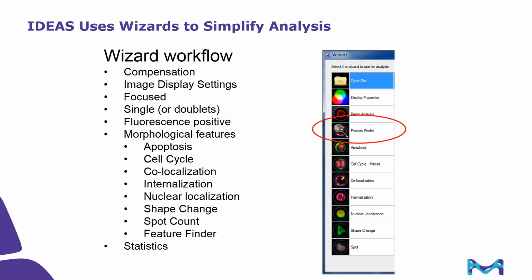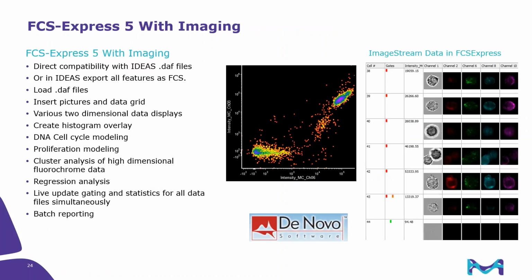So again, this is really agnostic to any of these core applications. It's open for you to apply it to any type of experiment where you think you see a morphological difference between either the fluorescent staining pattern or the morphology of the cells. And so the Feature Finder is sort of a catch-all wizard that enables many different and diverse applications.